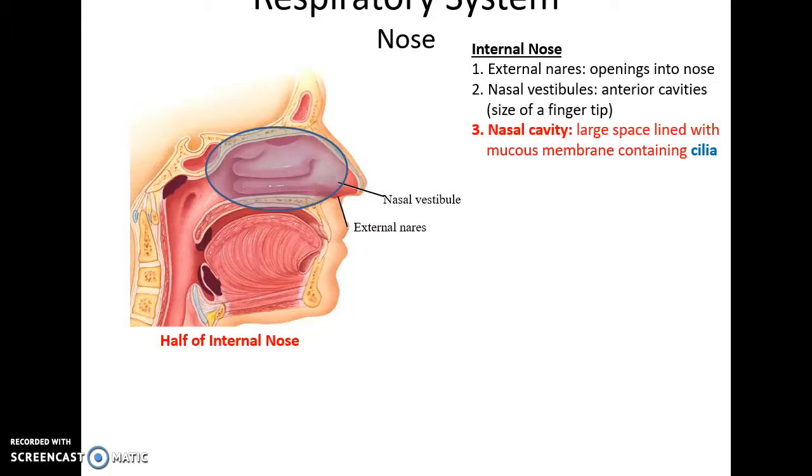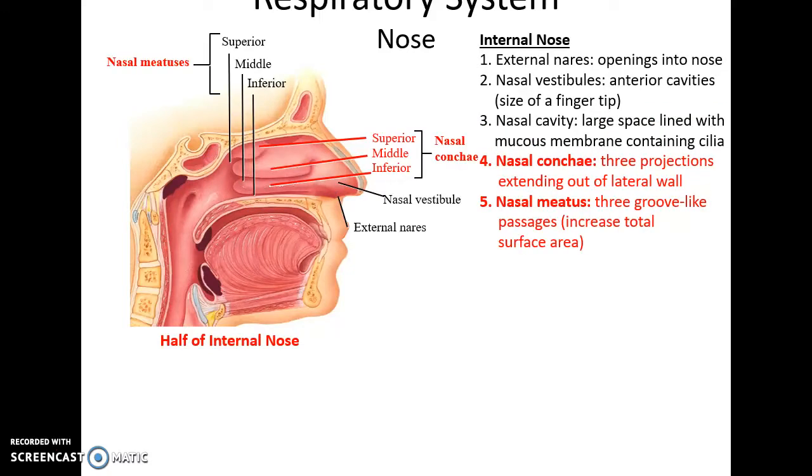And then behind that, posterior to that, is of course the large space, the nasal cavity, that is lined with mucous membrane that contains cilia to move the mucus out of the nasal cavity toward the throat or pharynx. There are the nasal conchae, the three projections off of the lateral walls. So there's three pairs of these. You have the superior nasal conchae, the middle nasal conchae, part of the ethmoid bone, and then the inferior nasal conchae, which is a bone of its own.